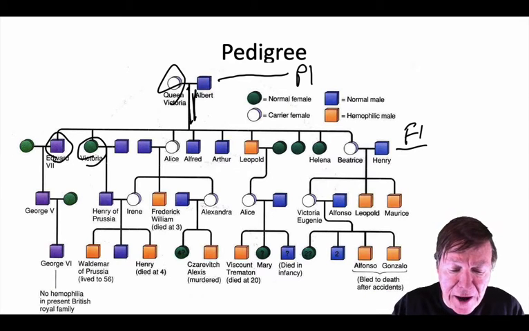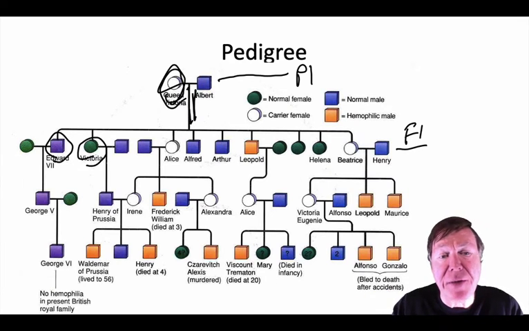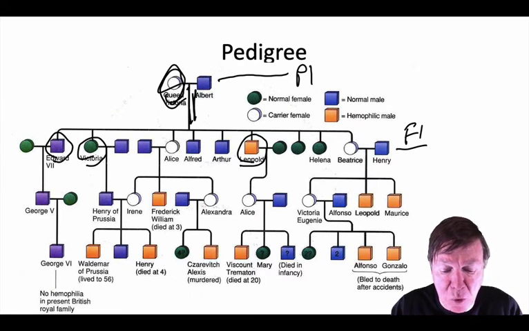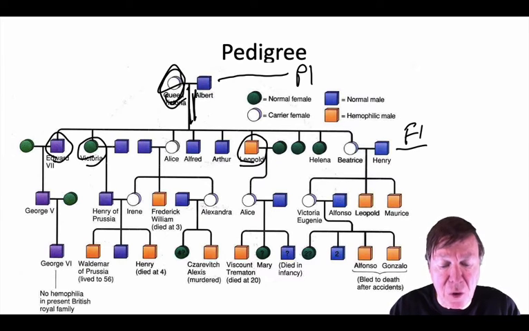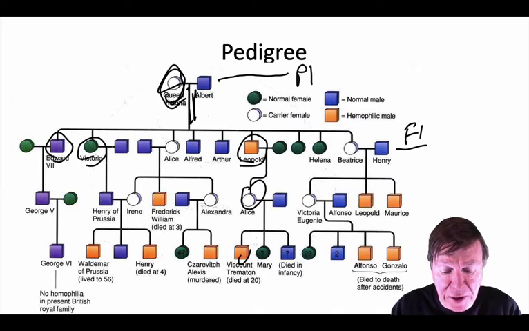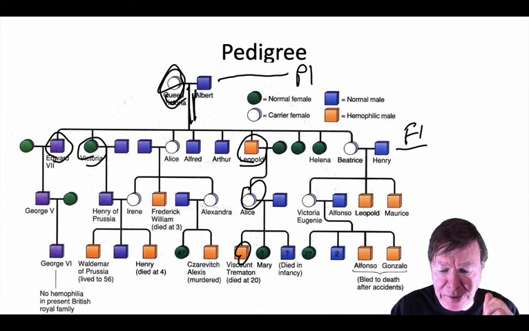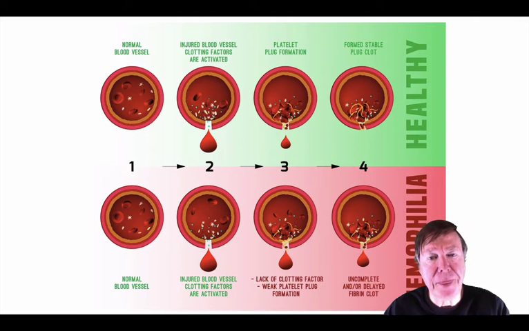My point is that because she carried the gene, it was only passed on to one man, Leopold, who then passed it on to Alice, all right, who then gave it to this guy. So what exactly are we talking about? I'm going to come back to this, I think, all right? What are we talking about here?